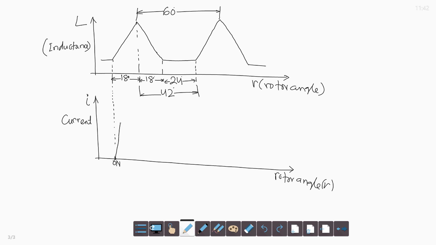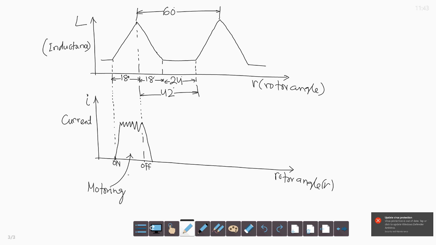Then there will be a little bit of ripple in the current, and at this point the switch is off. So, again current reduces. During this period inductance is increasing and current is positive. So, we get motoring torque. So, the motor drives a load, motoring torque.